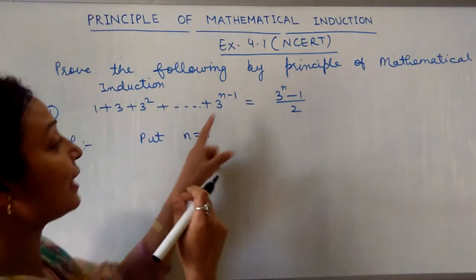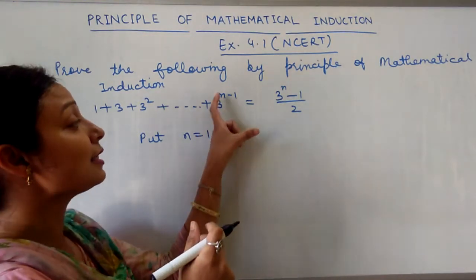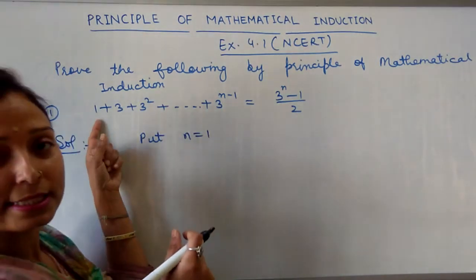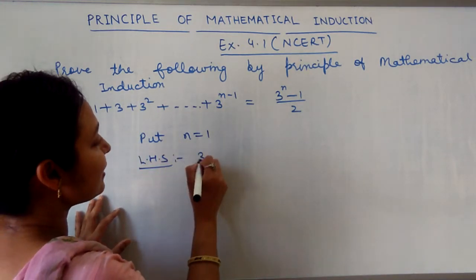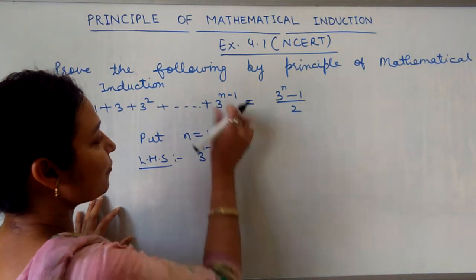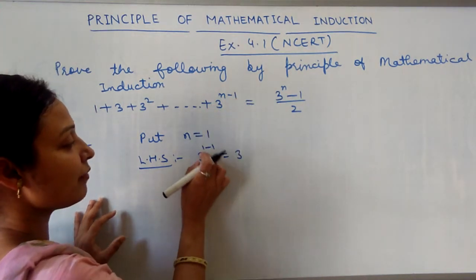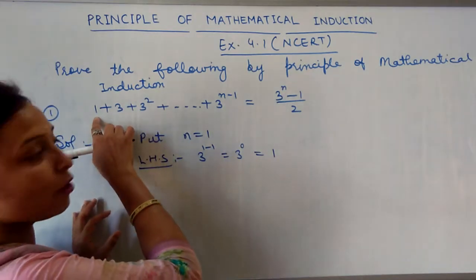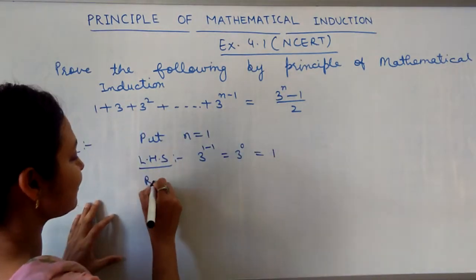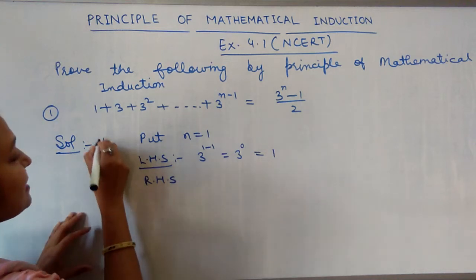When you substitute n equals 1 here, the term which comes is the first term. Okay, so take the left hand side. The left hand side is 3 raised to power 1 minus 1. You have to take the general value. 1 minus 1 is 0, and that equals 1, which is your first term.